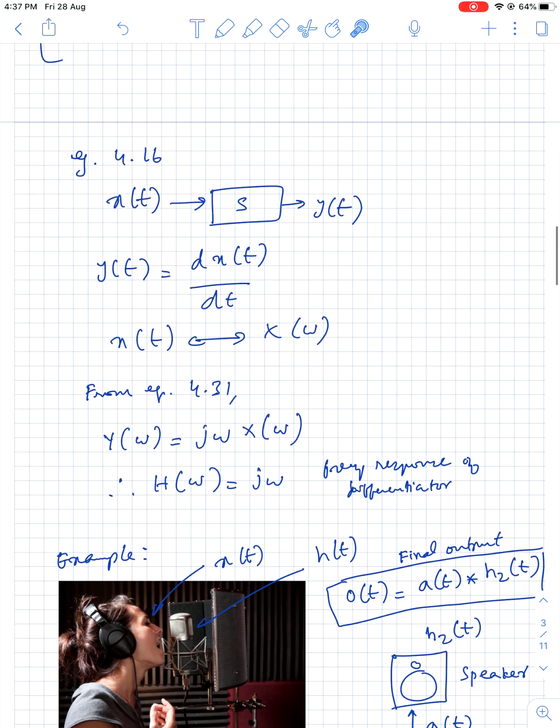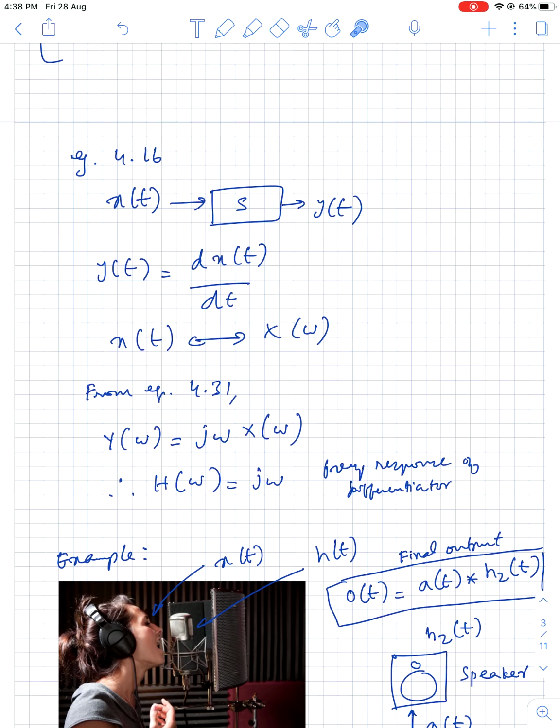Then one more example, example 4.16. There is a system with input x of t and output y of t, and the relationship between x of t and y of t is like this. There is a differentiation, so the system is a differentiator. The system differentiates the input. And now if you want to know the frequency response of the differentiator, again you can use the convolution property.